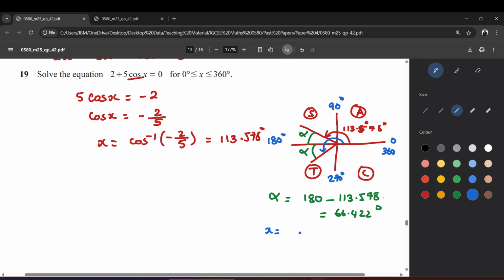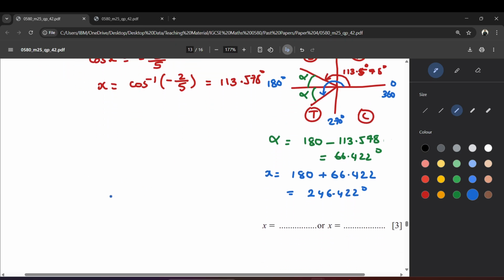All right, now my second solution, which is the blue one, will be x equals 180 plus 66.422. So that will be 246.422 degrees. So therefore, x is equal to 113.6 degrees and 246.4 degrees.